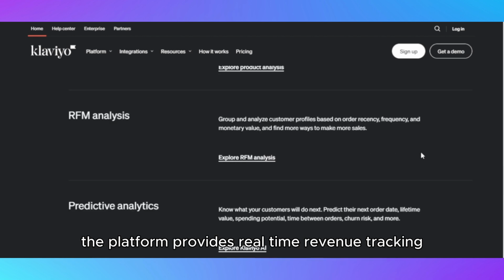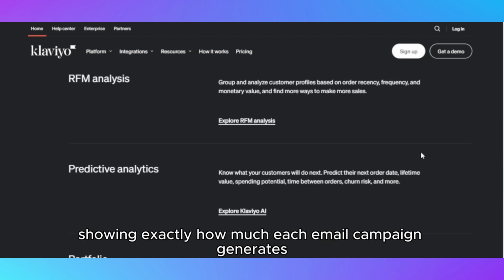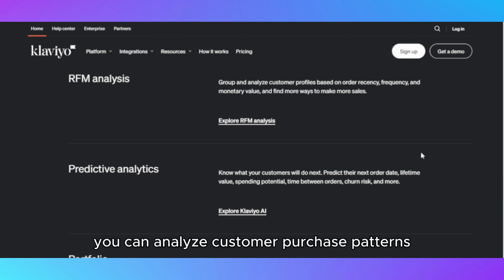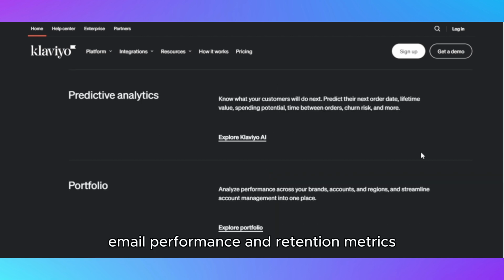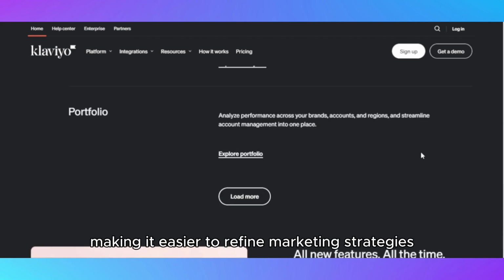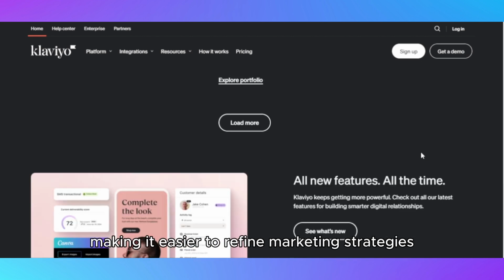Klaviyo's reporting and analytics are incredibly detailed. The platform provides real-time revenue tracking, showing exactly how much each email campaign generates. You can analyze customer purchase patterns, email performance, and retention metrics, making it easier to refine marketing strategies.